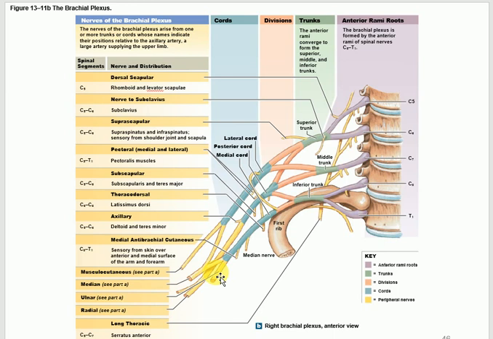Branch from the lateral cord, musculocutaneous nerve. What's musculocutaneous? Musculo means muscle, cutaneous means skin. They found a nerve feeding these muscles and this skin. What should we call it? Musculocutaneous. Are we following? From the medial, I get the ulnar. From the lateral, I get the musculocutaneous. Medial cord, ulnar. Lateral cord, musculocutaneous.